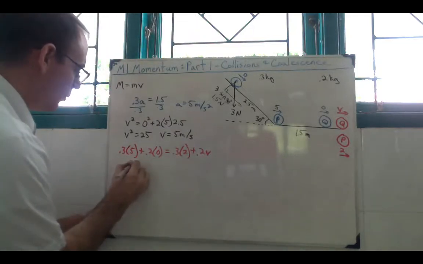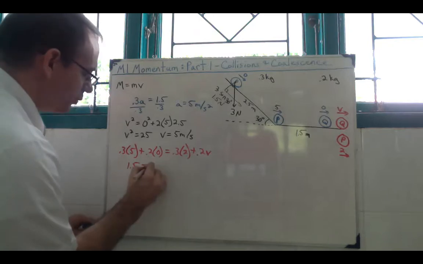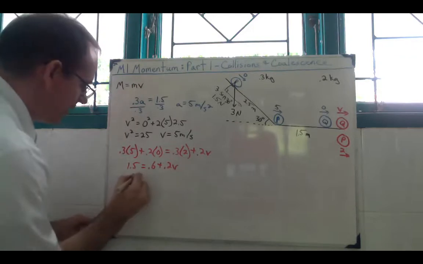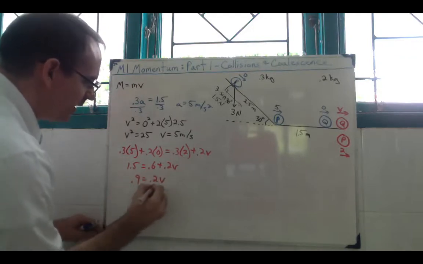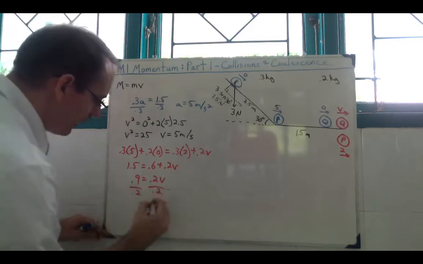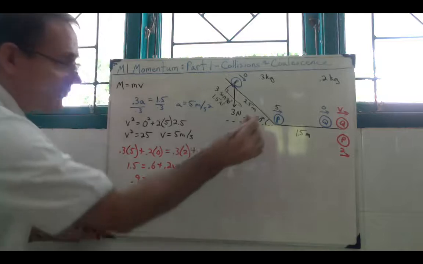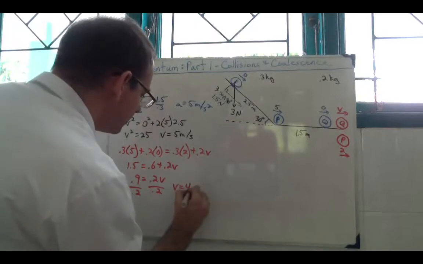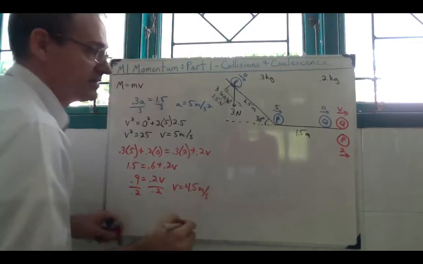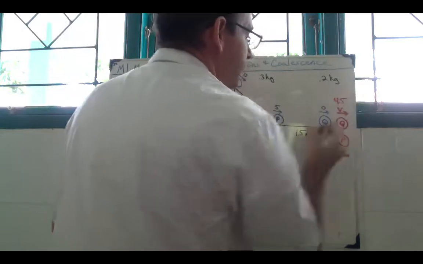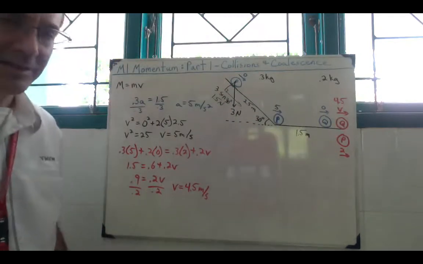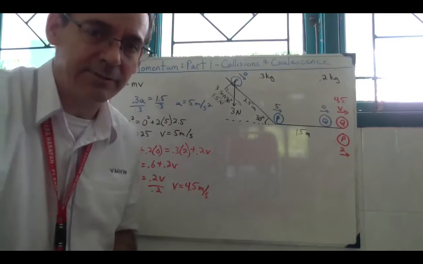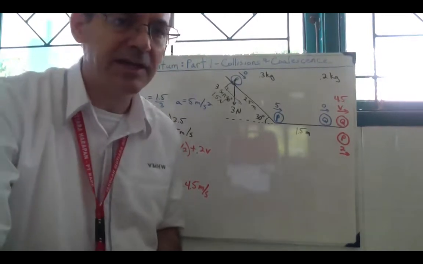So here we get 1.5 equals 0.6 plus 0.2 v. Subtract 0.6 from both sides, so 0.9 equals 0.2 v. Divide both sides by 0.2, and our velocity for particle Q is 4.5 meters per second. Okay, so that's how that one works. Now it's adding in a little bit of that previous material that we've already learned in mechanics. Now let's go look at the second part of the question.